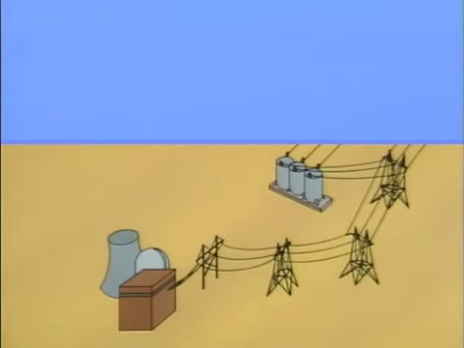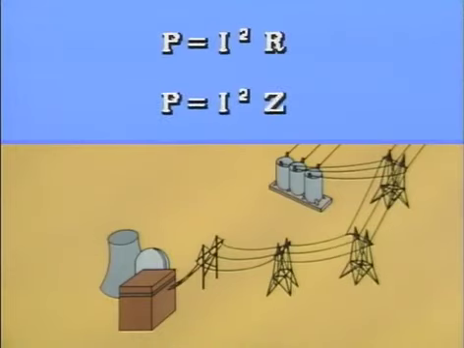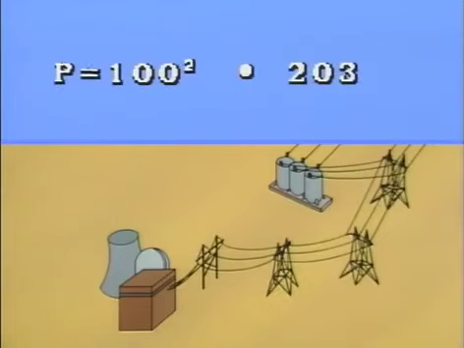As we've said, impedance is one of the greatest contributors to power loss in transmission lines. To determine the power loss due to impedance, we can use the power equation P equals I squared R. Since impedance is the total opposition to current flow in an AC circuit, we can, in effect, substitute Z for R in the power equation and change it to P equals I squared Z. Assuming that this is a 500 kilowatt system with a current rating of 100 amps, we can calculate the power loss as power equals 100 squared times 203 ohms.